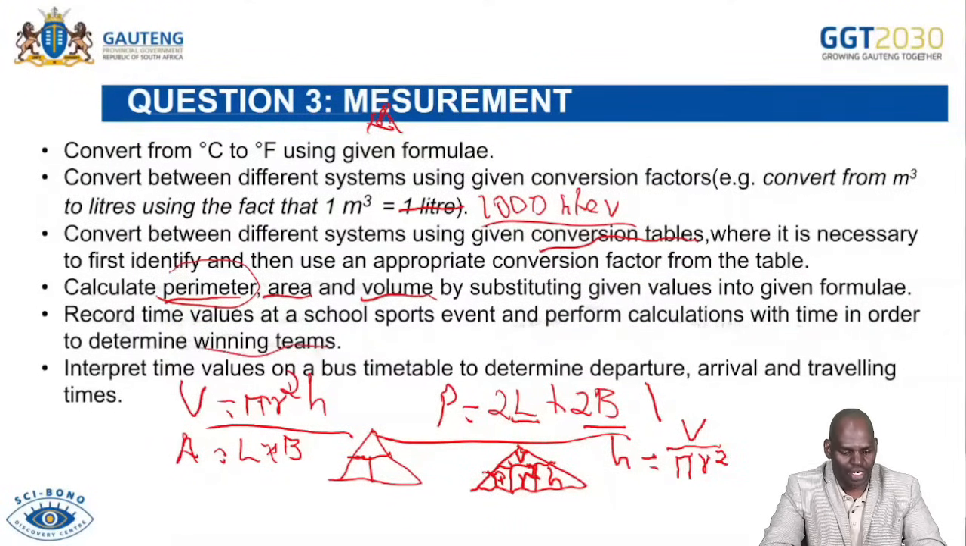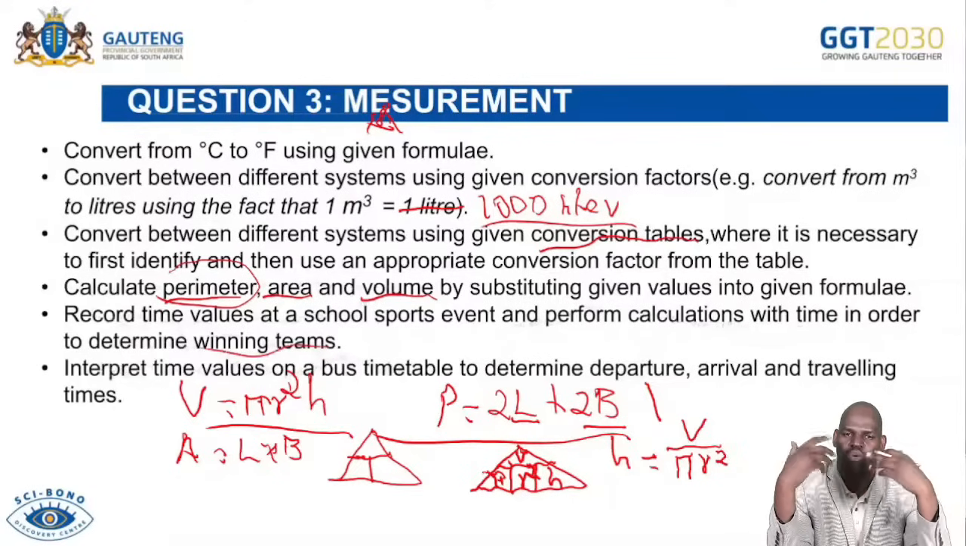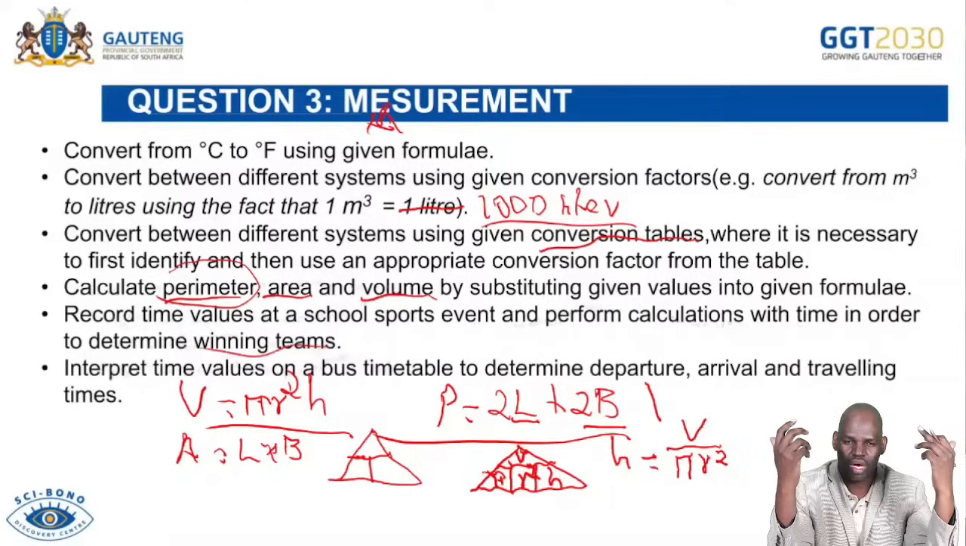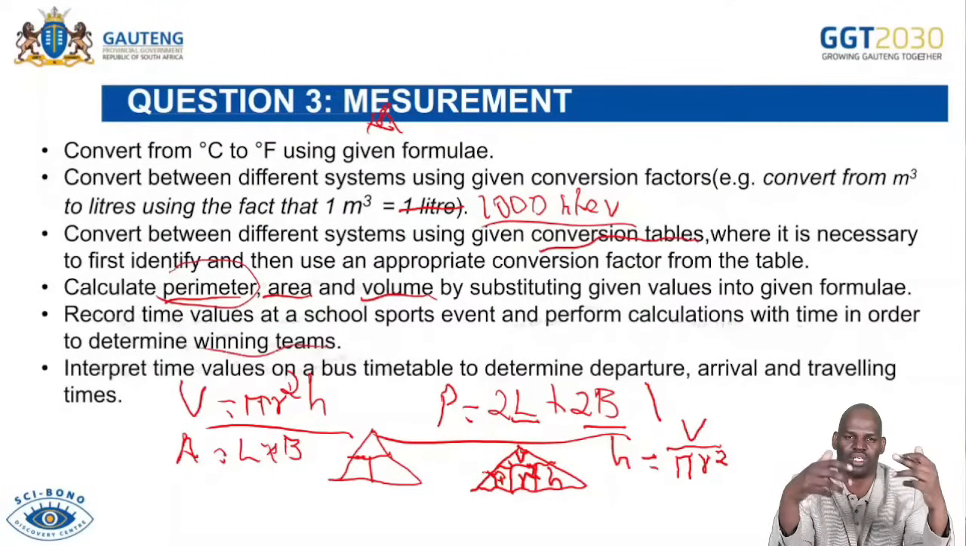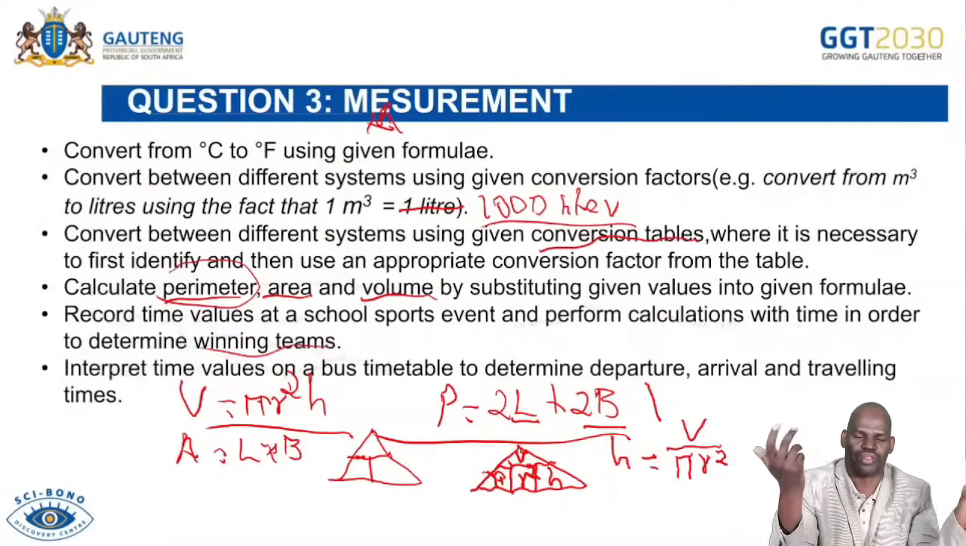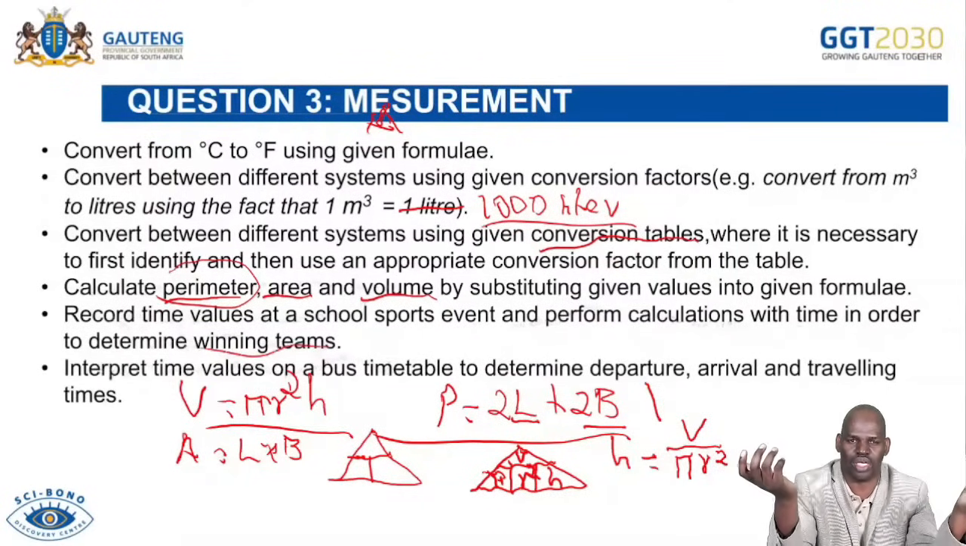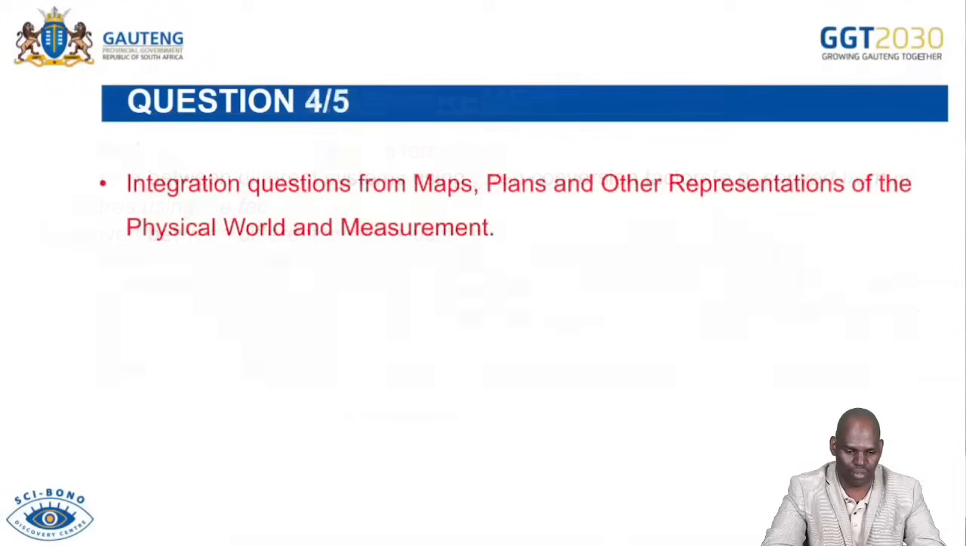And then again, interpret time values on a bus timetable. Again, boys and girls, if they give you a bus timetable, a train timetable, or any timetable, you must be able to interpret it, especially with regard to times. If they give you a school timetable, you must be able to interpret that. If they say the third period starts at 10:30 and finishes at 11:15, how long is that? Or if it starts at 10:30 and takes 50 minutes, at what time is it going to finish? So those are just examples.